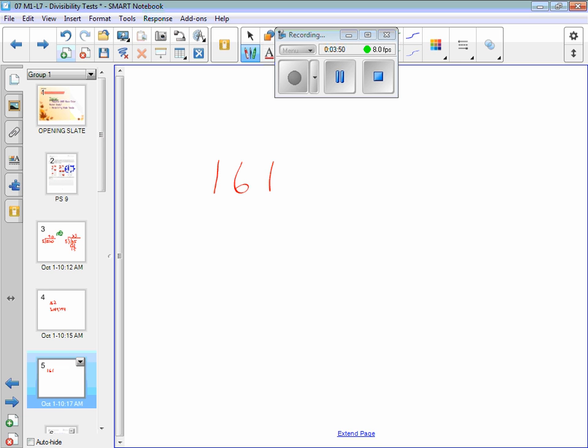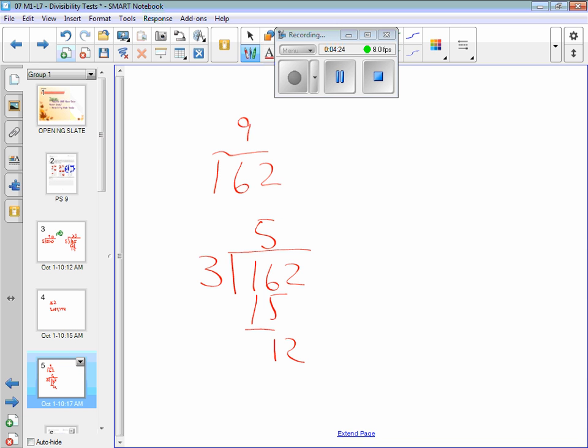161. Yes, it is. I'll give you 162. 162, 3 will go into it, and here's how you figure it out. You add up all the sum of the digits. What's 1 plus 6 plus 2? 9. Will 3 go into 9? Therefore, 3 goes into 162. It will work. You got to do long division to figure it out. It goes 54 times, but that's the rule for 3.